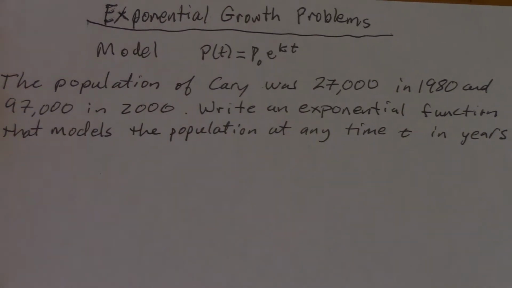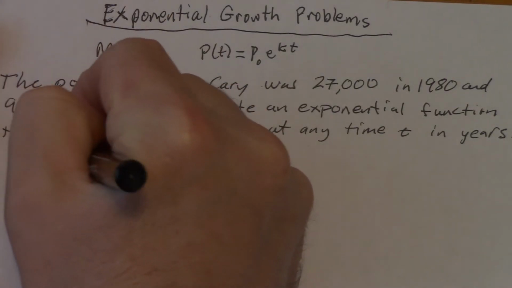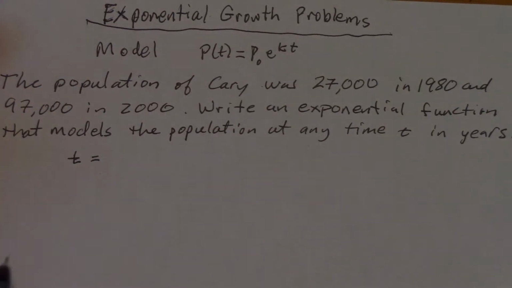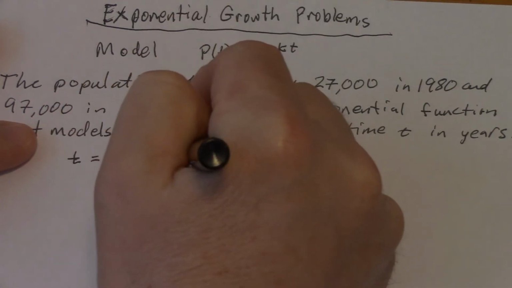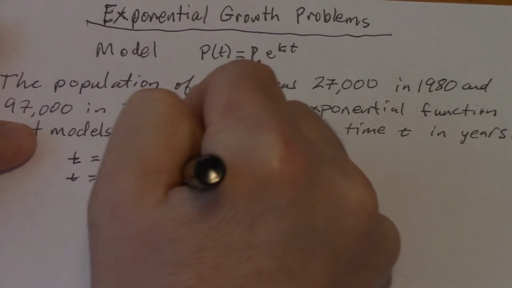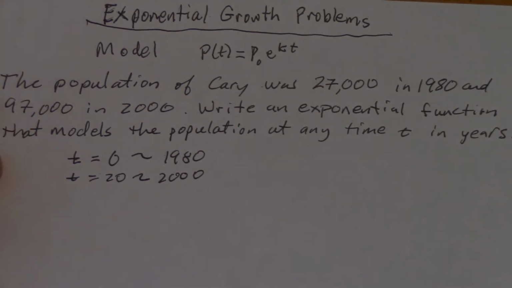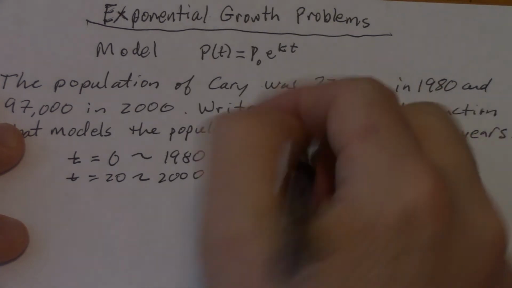So here's the problem we're going to deal with. I actually looked these data numbers up. The population of Cary was 27,000 in 1980 and 97,000 in the year 2000. We're going to write an exponential function that models the population at any time t in years. For ones like this, we're not going to use the numbers 1980 and 2000. We're going to let t equal 0 be synonymous with 1980, and therefore t equals 20 would be synonymous with 2000. So the initial population they gave us is 27,000.